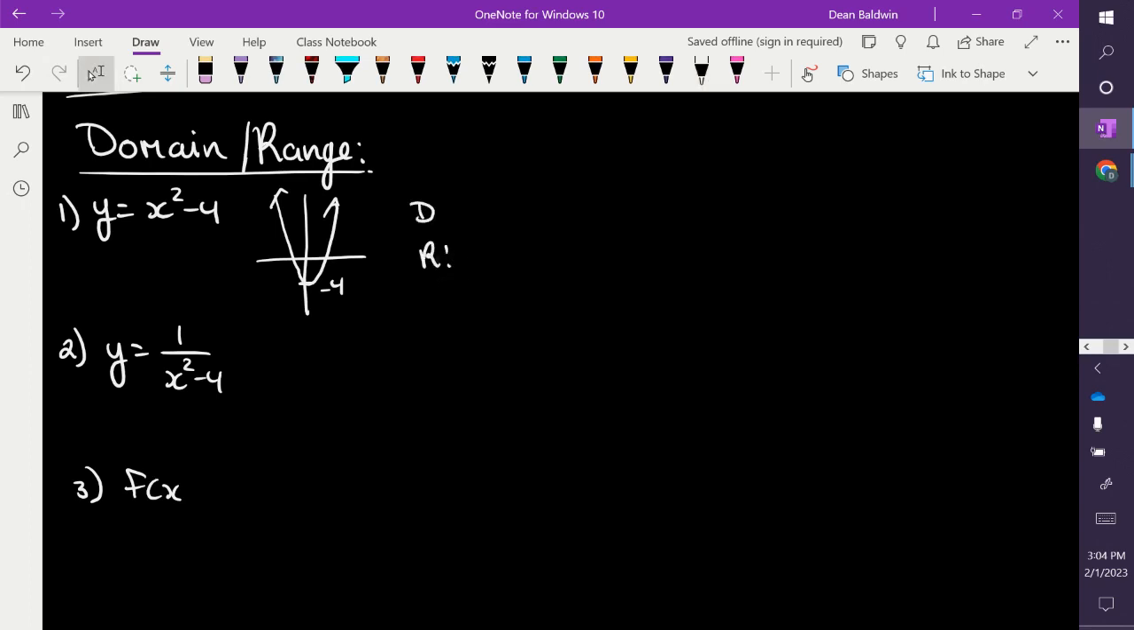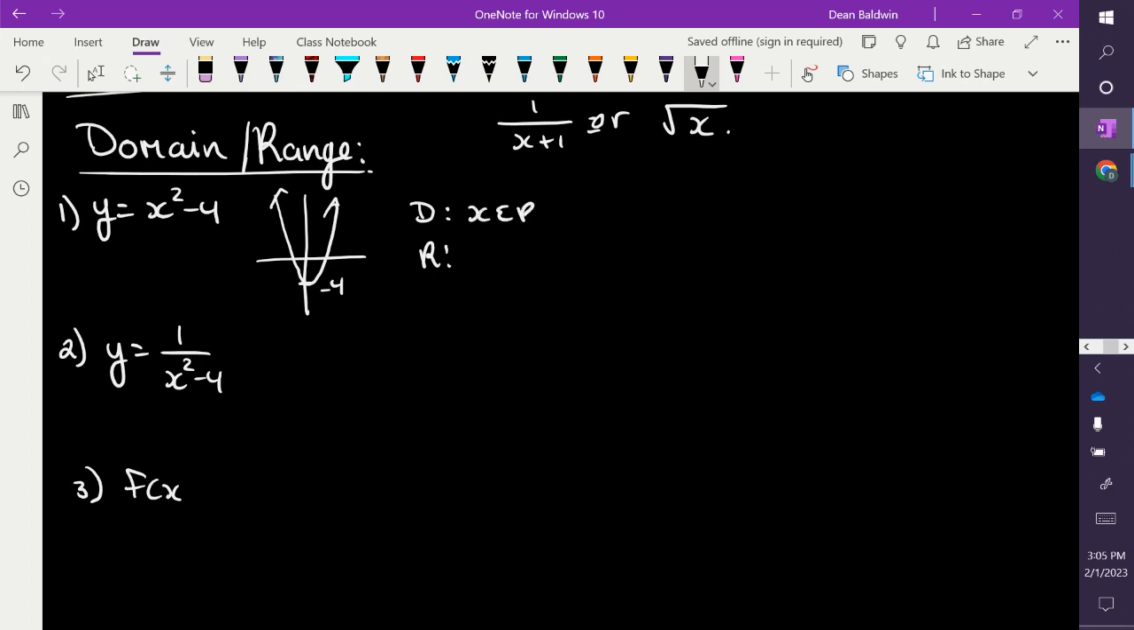When do you have domain restrictions? You have domain restrictions when you have a variable in the bottom, or you have a square root, or an even powered root, right? Because you can't root a negative number when it's an even power. So does this parabola have anything in the denominator? It does not. So what is the domain?